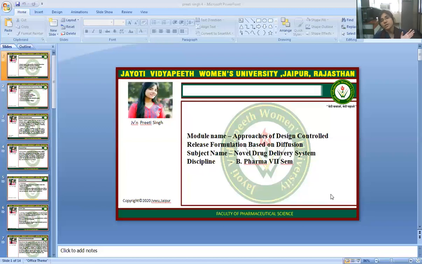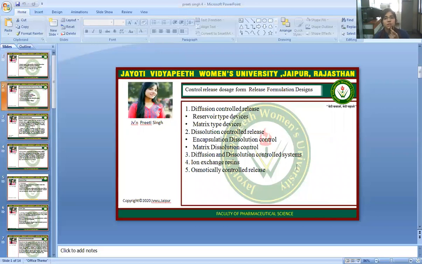In the last session, we discussed what controlled release is, its introduction, advantages, disadvantages, rationale and limitations. Now we come to the approaches of design of controlled release formulation based on classification, based on diffusion. This controlled release dosage form design is divided into different categories.